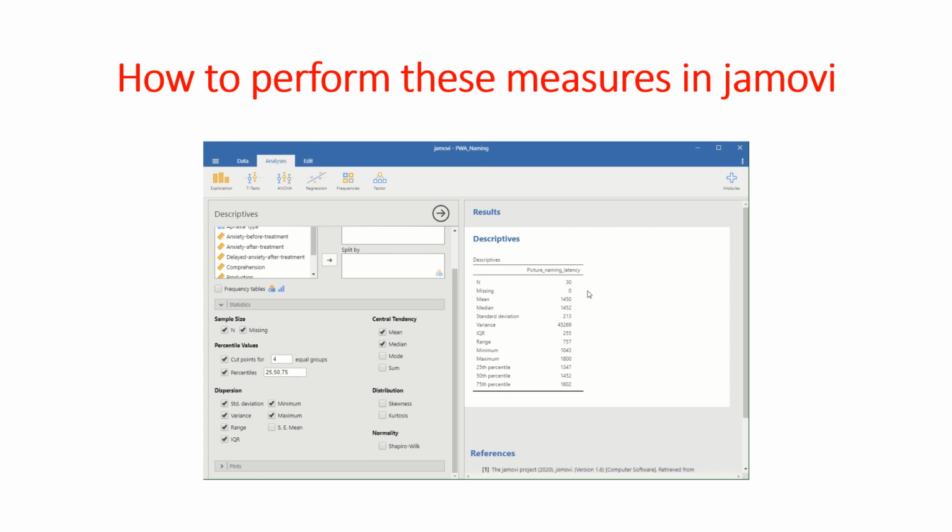So we talked about mean, median, and mode as measures of central tendency, and then we talked about range, interquartile range, variance, and standard deviation, and also I demonstrated how we could calculate these values in Jamovi. So basically, the next level will be to report them in your study or in your report.